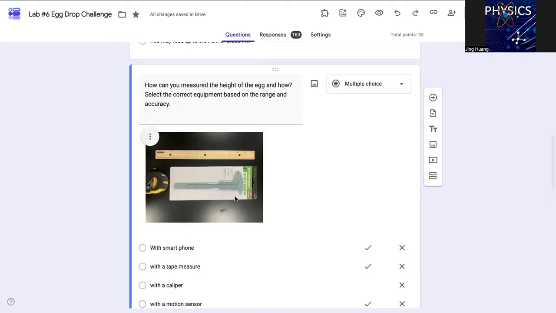So in this experiment, when you measure the height, you're asked to measure 3 feet or 6 feet. For accuracy, we do not really need the caliper accuracy, so you use either the ruler or the measuring tape. Then what matters is the range. So you're going to select the measurement equipment with the correct range to make this measurement.